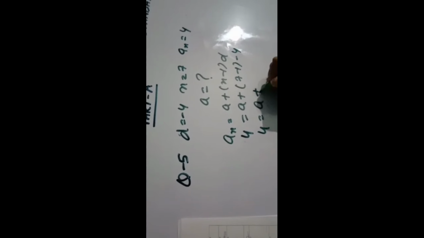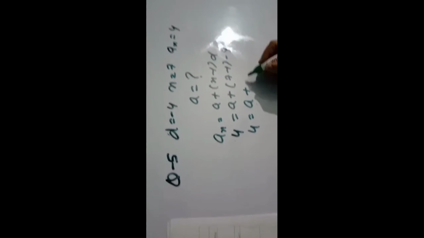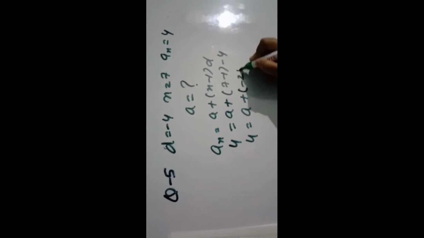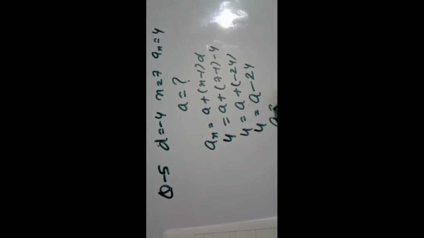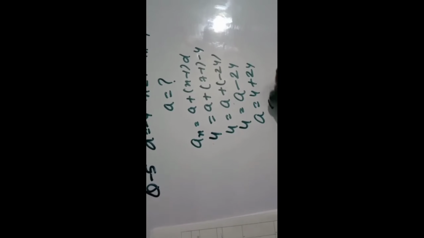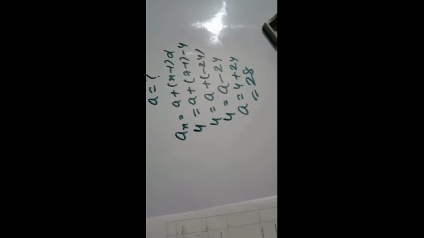The formula used will be the same: a_n is equal to a plus (n minus 1) into d. You have to substitute the values. So 4 is equal to a plus (7 minus 1) into minus 4. Now 7 minus 1 is 6, and 6 into minus 4 is minus 24. So 4 is equal to a, plus minus is minus, so minus 24. So a will come 4 plus 24, that is 28. So the value of a came 28.